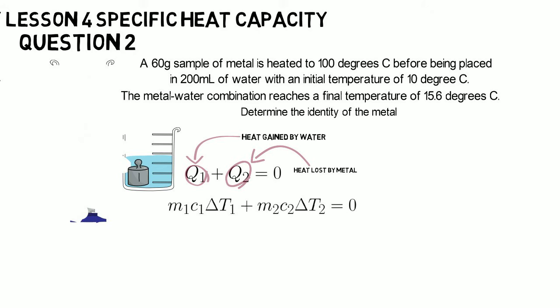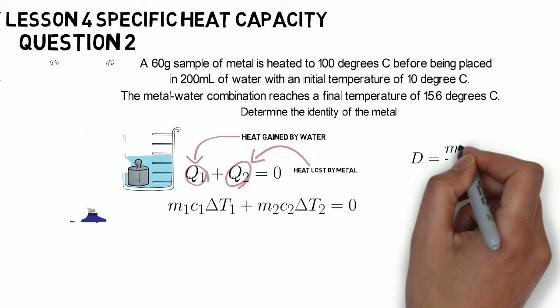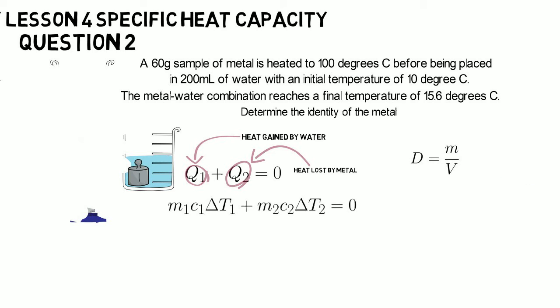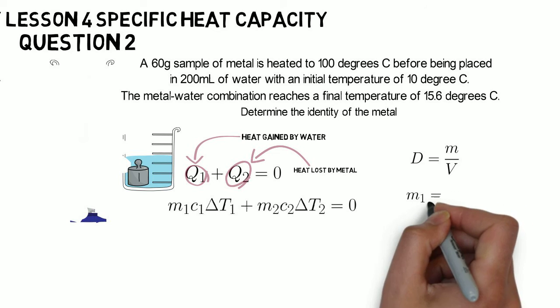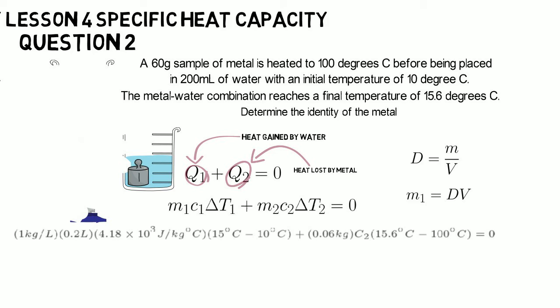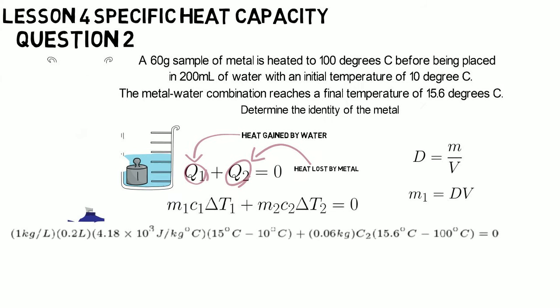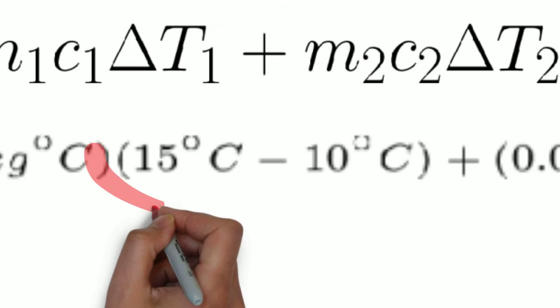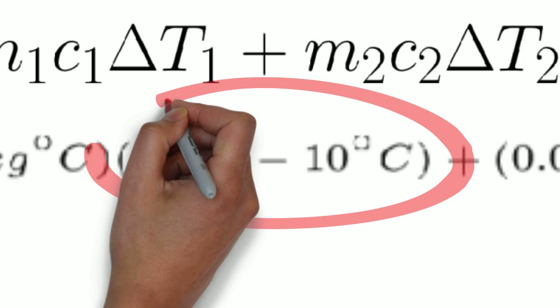It simply gives us the volume of water. So recalling the equation for density, where density is mass divided by volume, we can rearrange it to solve for the mass of the water, which is density times volume. And the density of water will be 1 kilogram per liter. Then we can multiply that back by our specific heat capacity of water and the change in temperature.